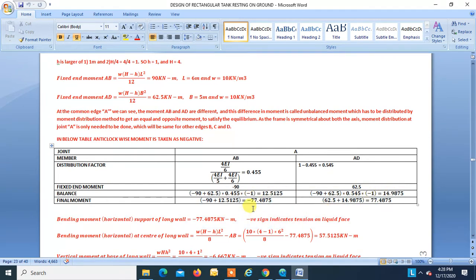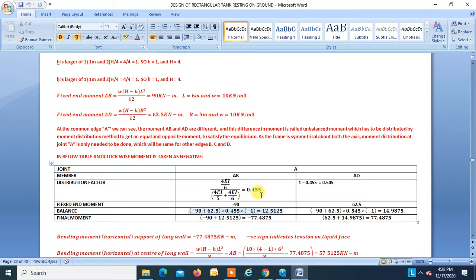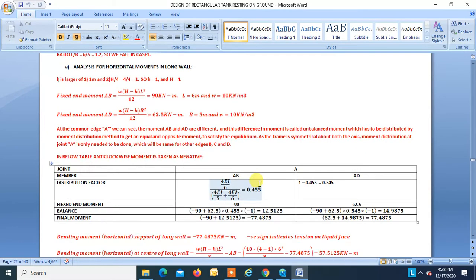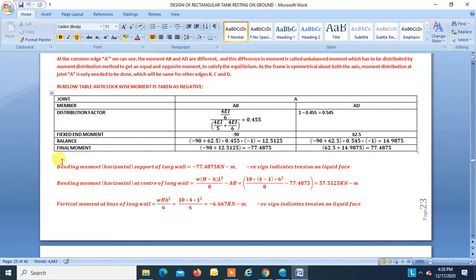So we found that this moment has reduced from 90 to 77.4875, and this has increased from 62.5 to 77.4875. So the final moment at joint A is 77.4875. Similarly at B, C and D. Right, so let us now find it for the long wall.